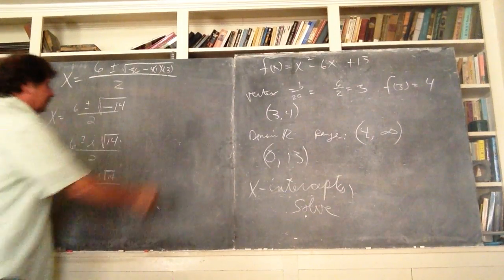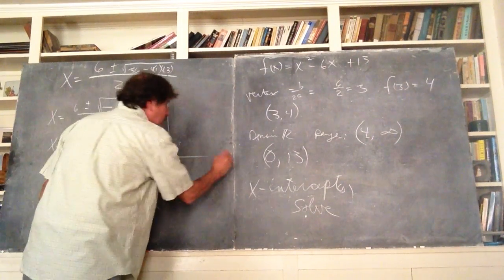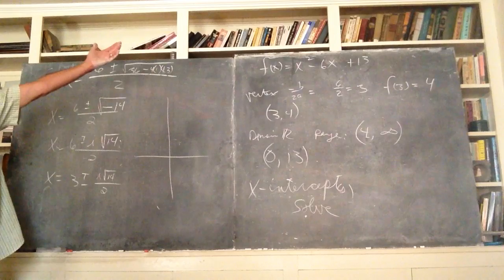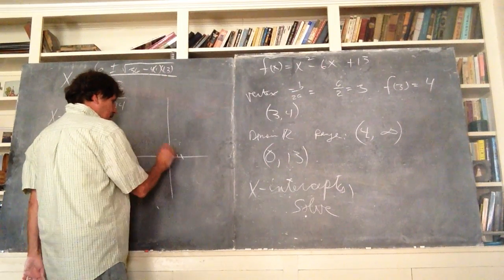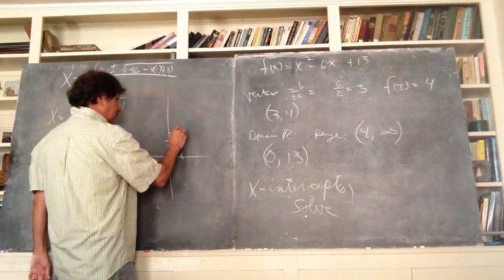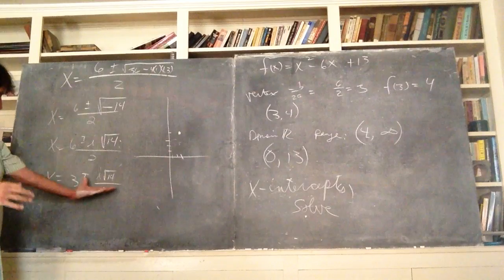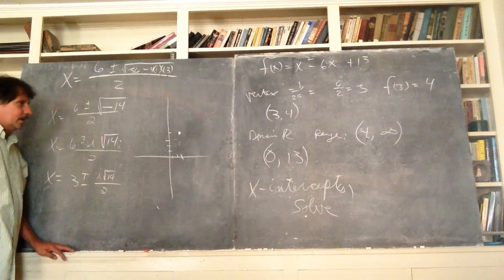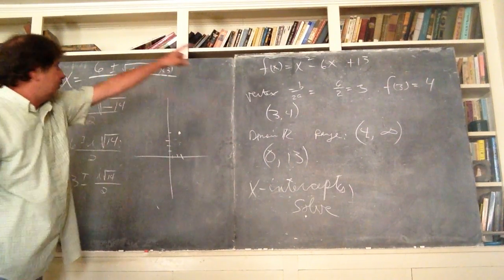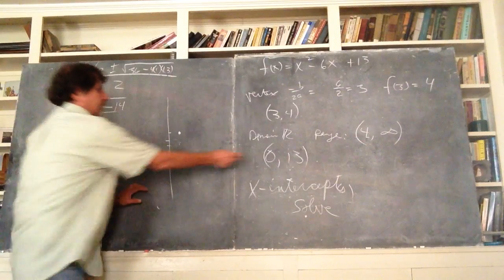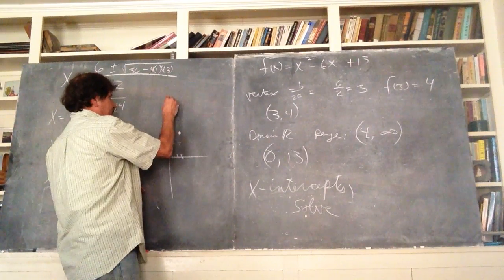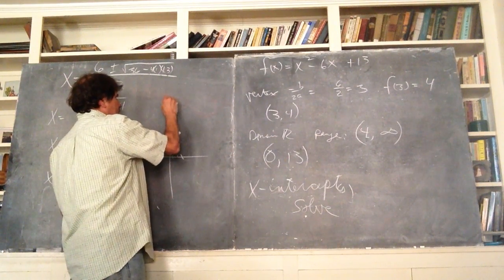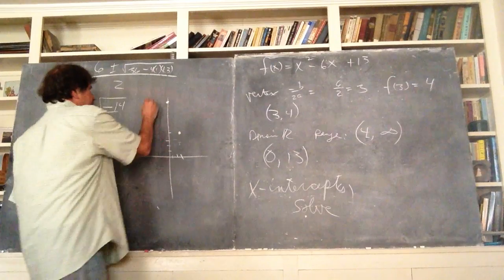So now let's draw the thing. First off, it starts at the vertex (3, 4). There we go. It opens up. That's why there's an i there. It opens up. Here's a point (0, 13). Where is it? I don't know where. Oh, there's a point on it. (0, 13), the point where x is 0 and y is 13.